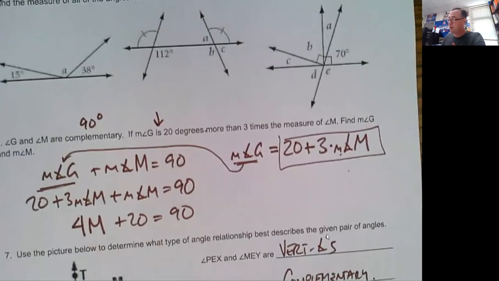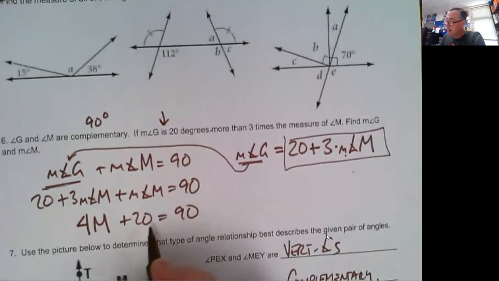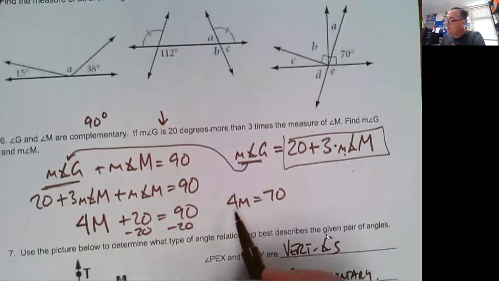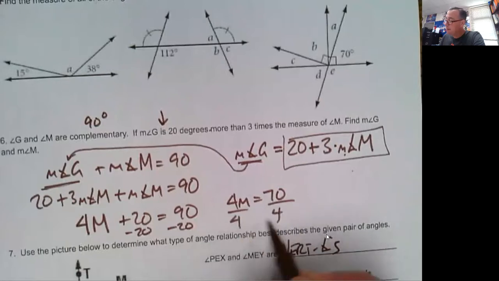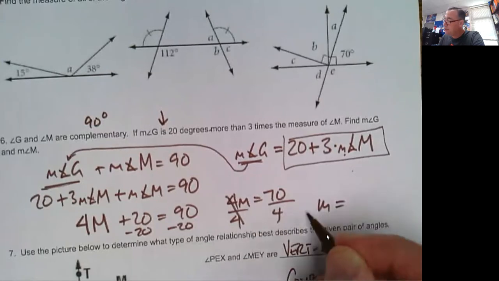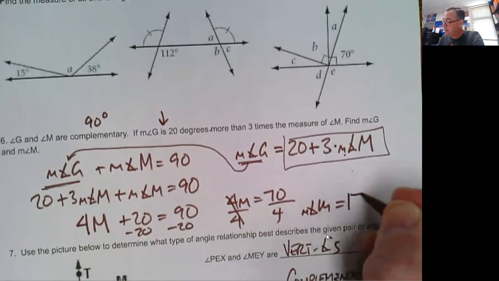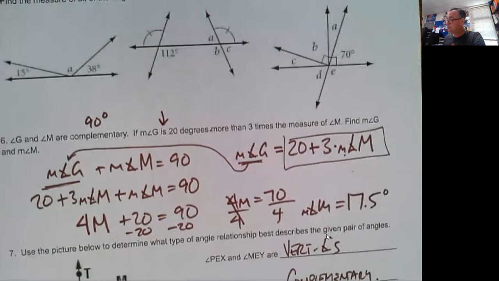That's a decimal. Okay, so now if I'm going to solve this, I'm going to subtract 20 from both sides. And I'm going to get that 4M is equal to 70. And then I'm going to divide both sides by 4 and get that the measure of angle M is equal to 70 over 4, which is half of 35, which is 17.5 degrees.